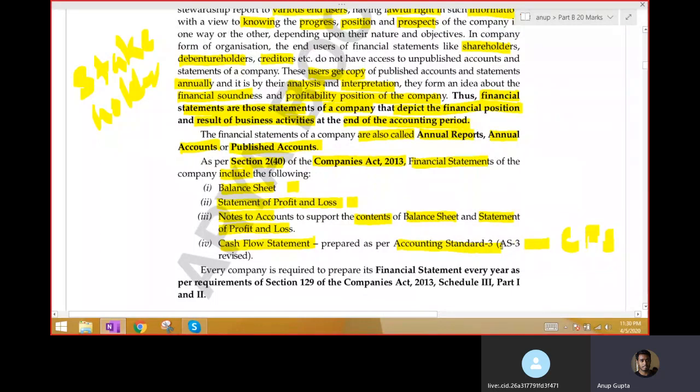So who actually says that it has to be made accordingly? The financial statement is made every year as per the requirement of Section 129 of the Companies Act 2013, in Schedule 3, Part 1 and Part 2. Part 1 suggests the balance sheet and Part 2 suggests the statement of profit and loss.